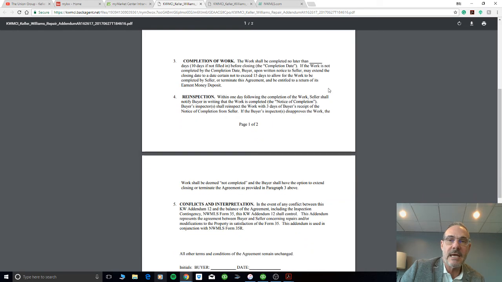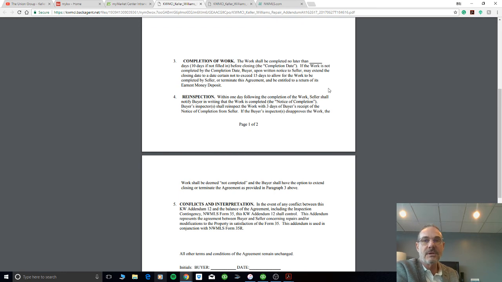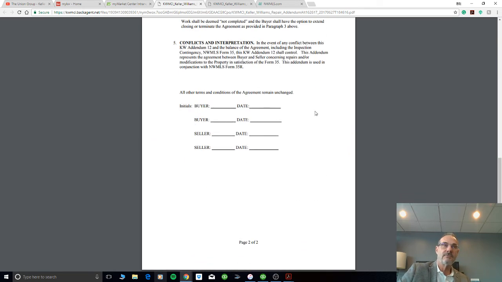This is just saying the work has to be completed no longer than 10 days before closing, and that you're allowed to re-inspect the work. And in the event there's a conflict between this and the balance of the contract, including the inspection contingency, this will control over Form 35. So it's just another way of doing a Form 35R, folks. That's what this is.